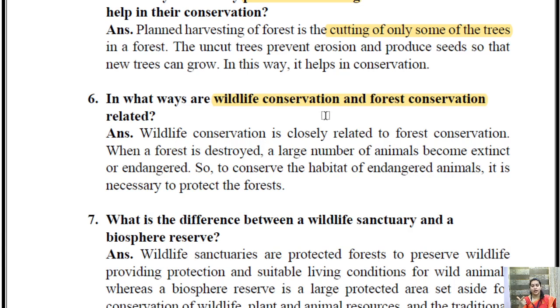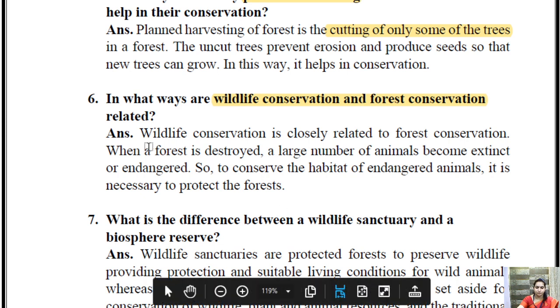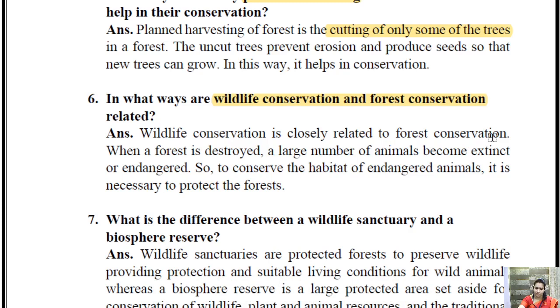So same is the way कि अगर हम forest को conserve कर रहे हैं तो we are also conserving the wildlife, because forest is the home of wildlife. Okay, so that is why they both are interrelated. So let's see what is written. Wildlife conservation is very closely related to forest conservation. When the forest is destroyed, a large number of animals become extinct or endangered. So to conserve the habitat of endangered animal, it is necessary to protect the forest.